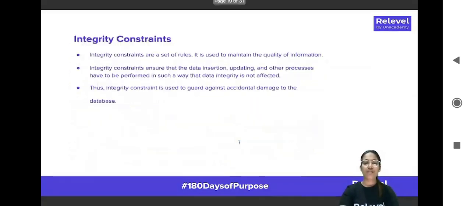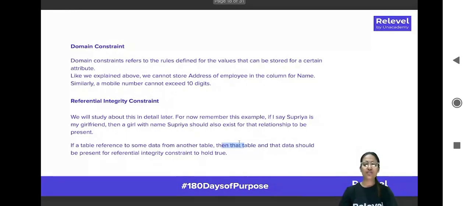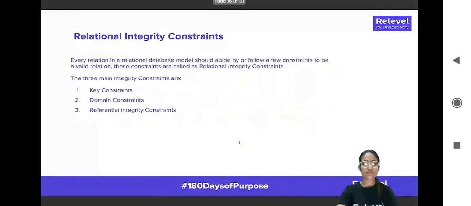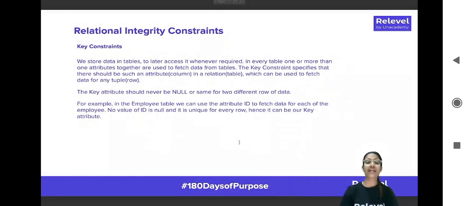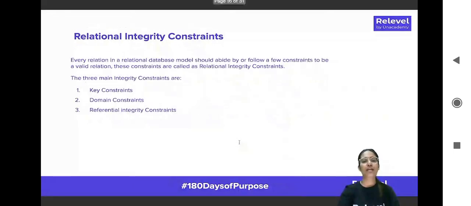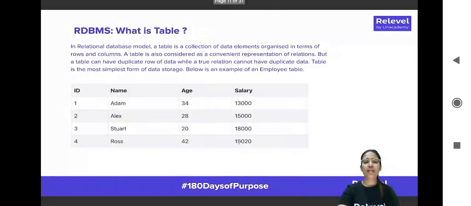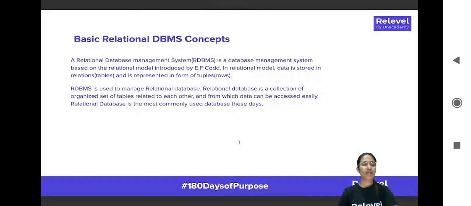Okay, after this we're supposed to discuss integrity constraints, which we will discuss in the next video. Okay, this was relational integrity constraints. Next we'll discuss integrity constraints. But just to quickly reiterate what we did so far in this video today, we had a look at the basic relational DBMS concepts.